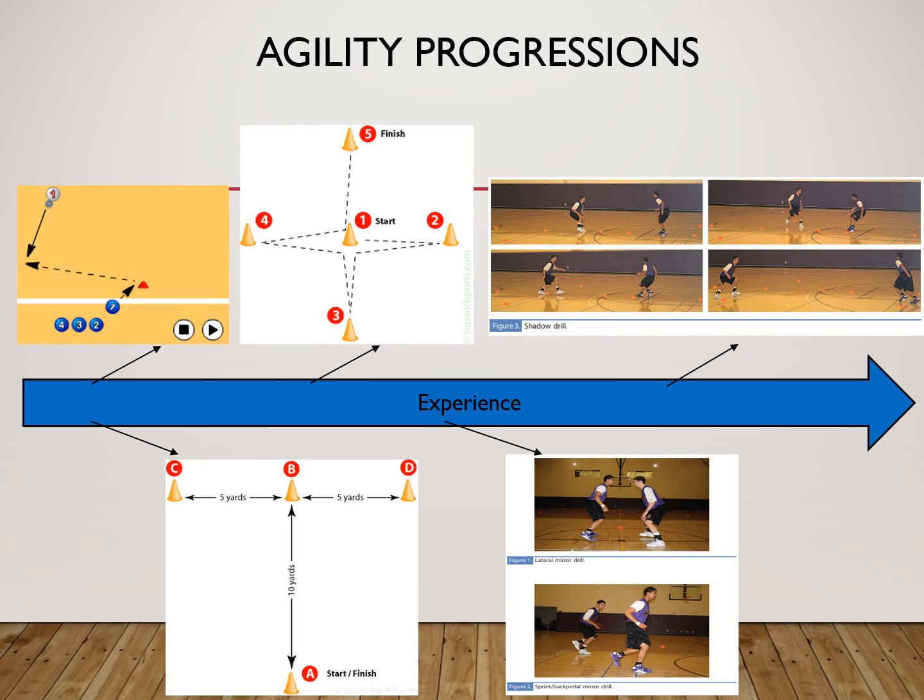Okay, so we can see that as we increase the level of the athlete, we should be increasing the number of options, the possible outcomes, and possible changes of direction and scale of change of direction that is possible within any drill.